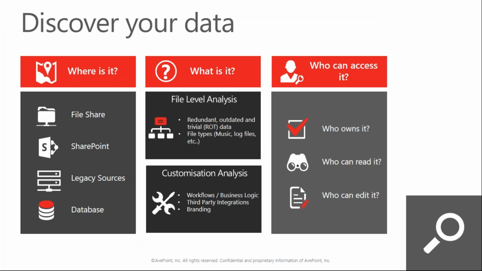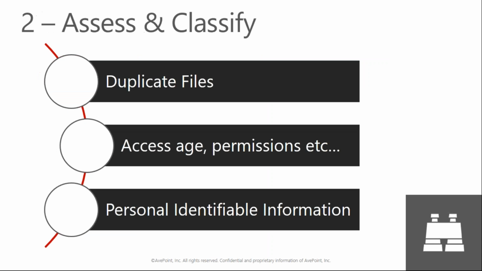Fantastic. So let's just jump forward. So we're talking about a bit of discovering data. The whole point here is understanding what I've got. We can then get into assessment and classification. So now we're talking about duplicate files. Big SharePoint 2007 farm. How many files are you going to have that are identical? And I don't mean files that are called the same thing. I mean files that if I open them have the same content in.